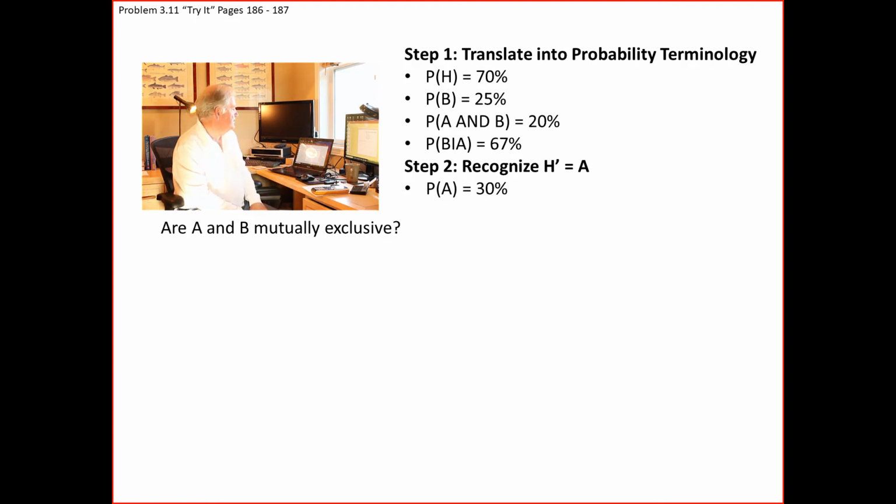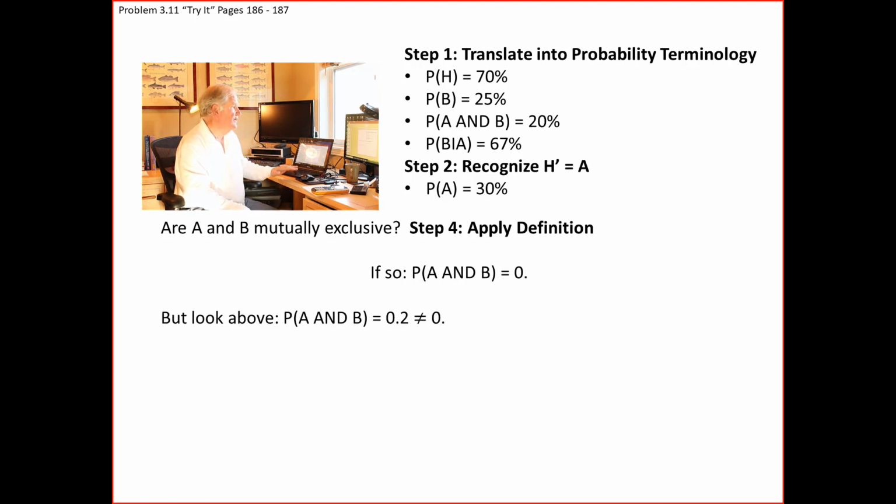And let's ask, are A and B mutually exclusive? Okay, a different question. Let's apply the definition. If A and B are mutually exclusive, they cannot occur at the same time, so P(A and B) must be equal to 0. But just look right above: P(A and B) is 20%. And so there you have it. A and B are not mutually exclusive.